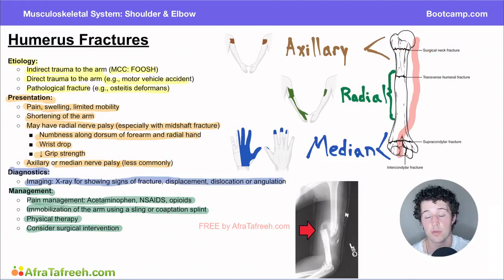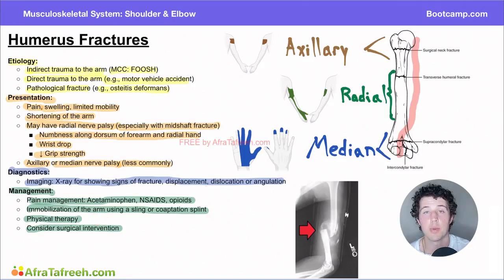If there's been radial nerve damage, which is more common in a mid-shaft fracture, the patient will have weakness, numbness, wrist drop, and decreased grip strength. Additionally, axillary or median nerve damage is also possible on the proximal and distal parts of a humerus. We'll use an X-ray to visualize the fracture, and for the patient, we'll give them painkillers, immobilization for the long term, and then once they've healed, they can have physical therapy, and we must always consider surgical intervention.